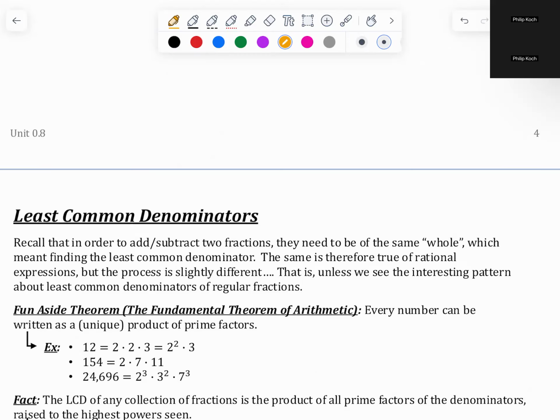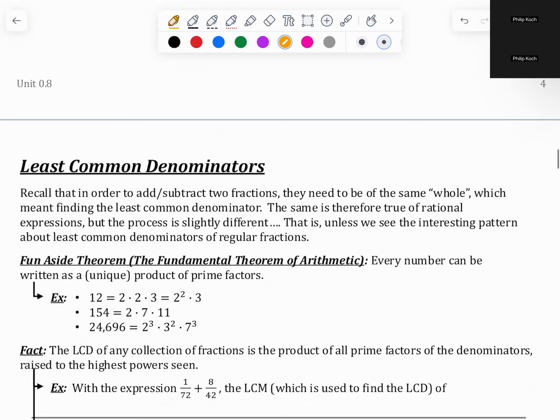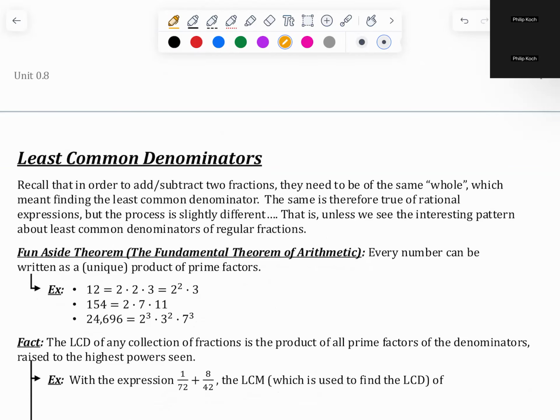The way we want to figure that out is with an interesting pattern. And that has to do with the fundamental theorem of arithmetic. This is kind of the foundation of a lot of things in number theory. And one of those is the fact that every number can be written as a unique product of prime factors. So for example, 12 can be written as 2 squared times 3. 154 is 2 times 7 times 11. That's a product of primes. And you can do this for any number, including obscenely large numbers.